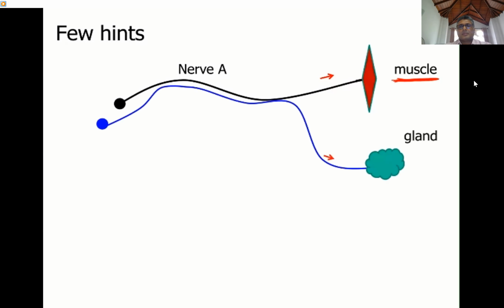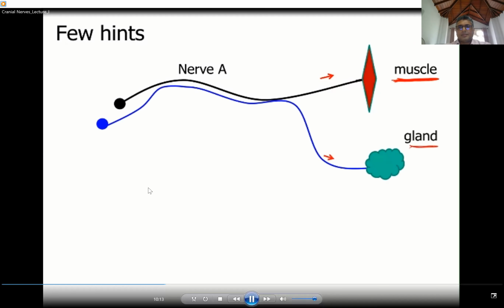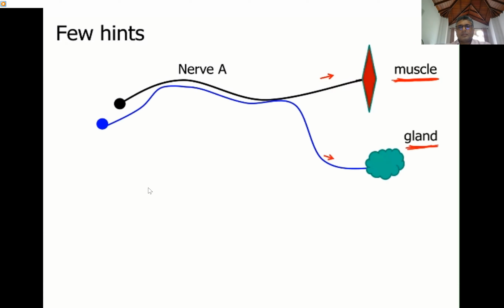Now the second set of nerve fibers, indicated in blue here, supply a gland. If a set of nerve fibers supply a gland or a smooth muscle, then it should be visceral. So this is a visceral motor nerve. And visceral motor could be either sympathetic or parasympathetic.